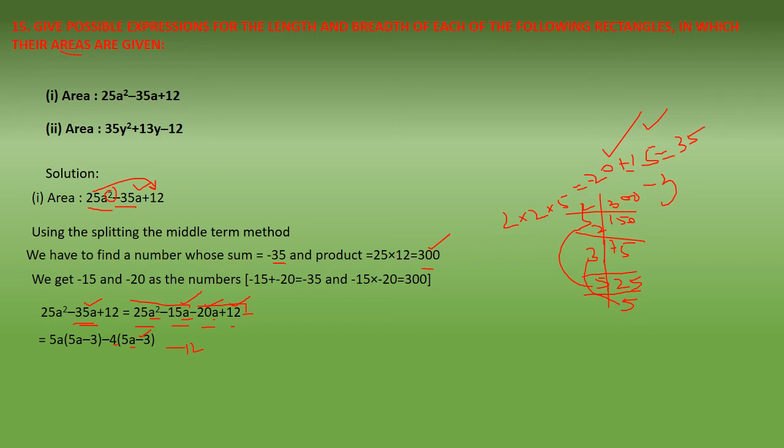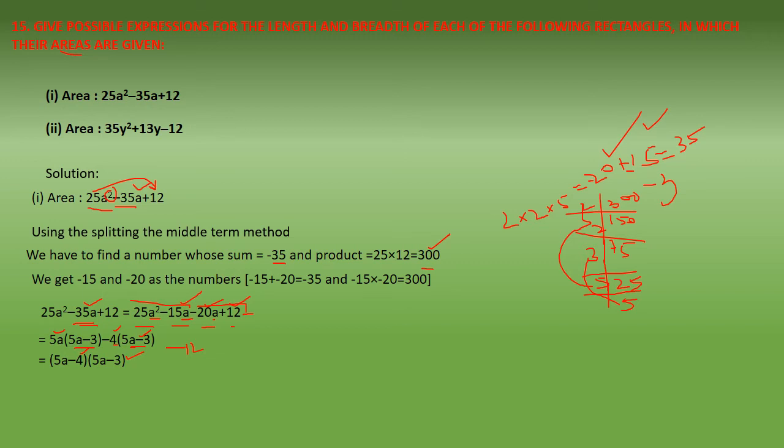So factorize this. Take these two terms together. These terms are similar, so we take the common. What we get? We get 5a minus 4, this is one factor, and 5a minus 3 is another factor.